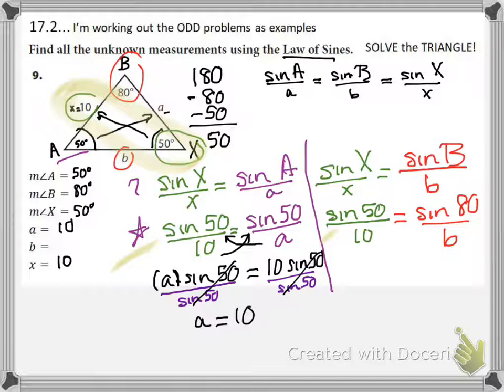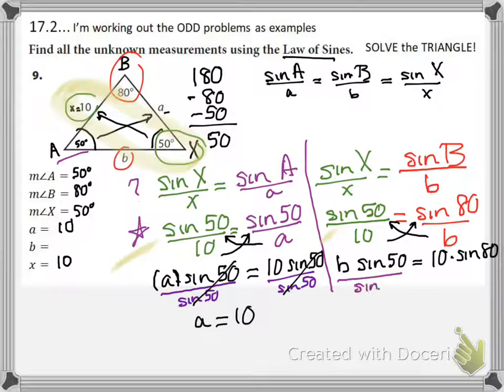Okay, let's solve it. We're going to cross multiply sine 50 over 10. This is the B times the sine 50 equals the 10 times the sine 80. Notice I didn't actually do 10 times sine 80 because then I'd have to deal with whether or not to round it off or keep every digit in my calculator. I just say I need to get the b by itself.